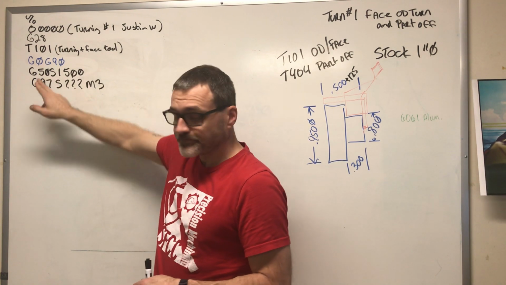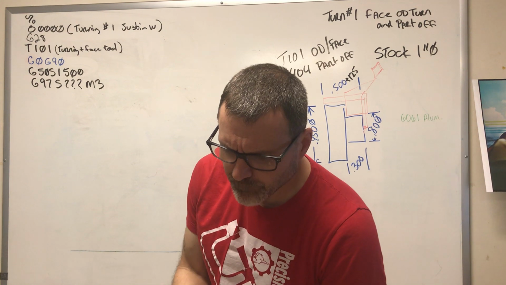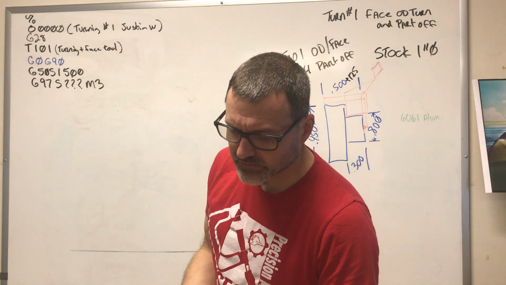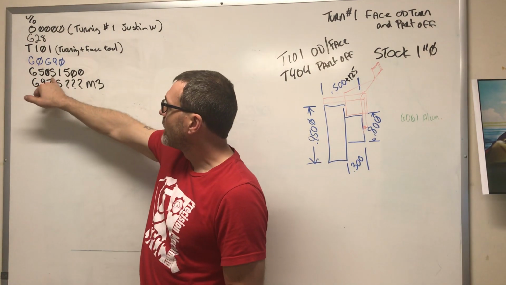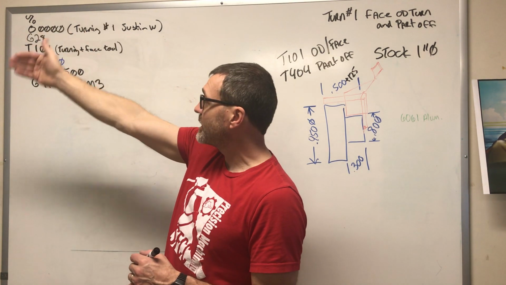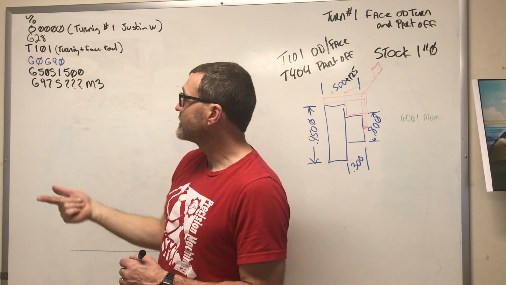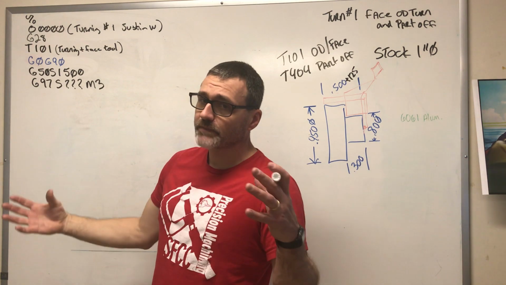Next, I have G50. G50 is explained on the 4th line of code in your book on page 21. What that is doing is maxing the spindle speed so that it goes no more than 1500 RPM, because I don't want my spindle to spin too fast.